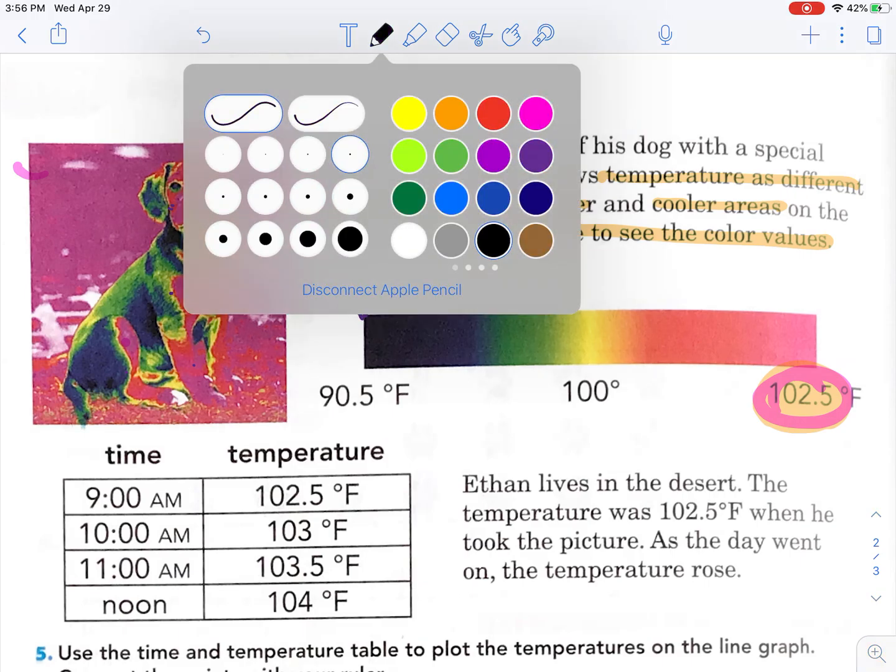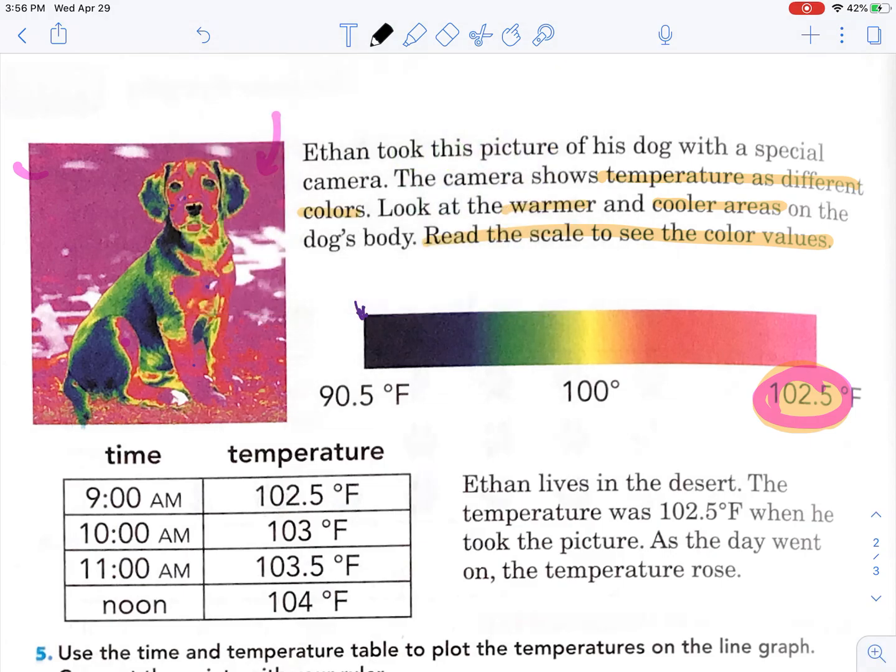And then the really darkest parts, what would you say is the coolest part of his body? Do you see it? The dark part right here? Well, his nose, a little bit of his eyes. Every time Mrs. Cornthal goes in, the tips of my fingers are always blue, and so is my nose. They just stay cold. I don't have very good circulation. So my nose is almost always chilly, chilly, cold colors when I get a picture taken.